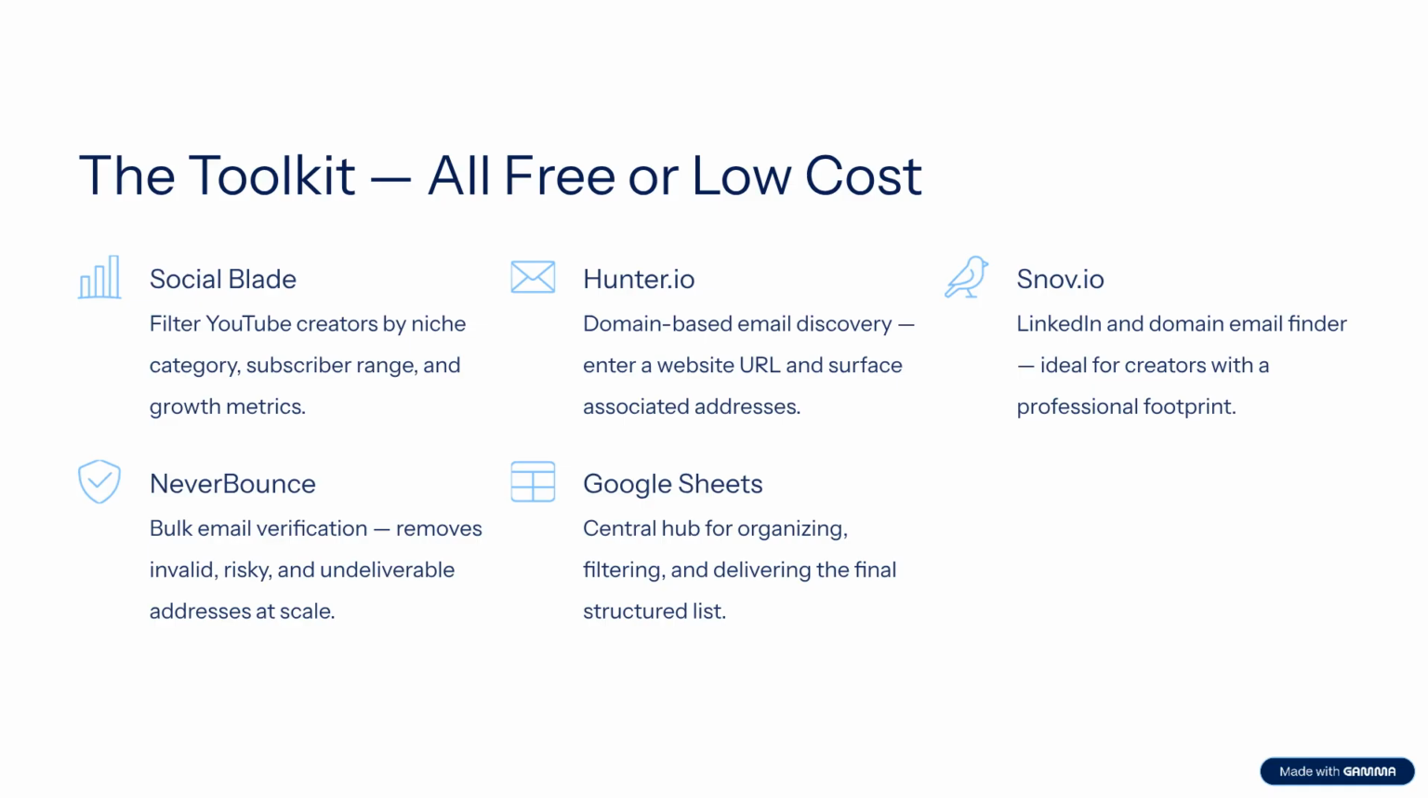The toolkit used was mostly free or low cost. We used Social Blade for filtering, Hunter.io and Snav.io for email discovery, Neverbounce for bulk verification, and Google Sheets as the central hub for the final list structure.